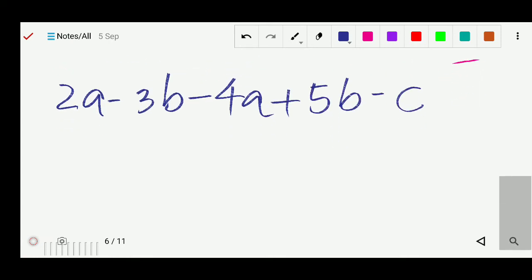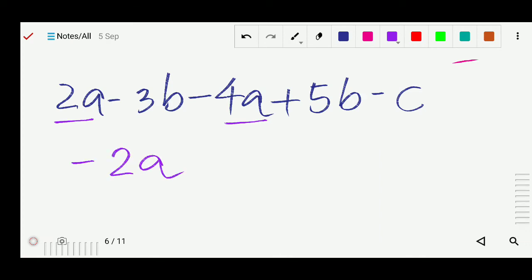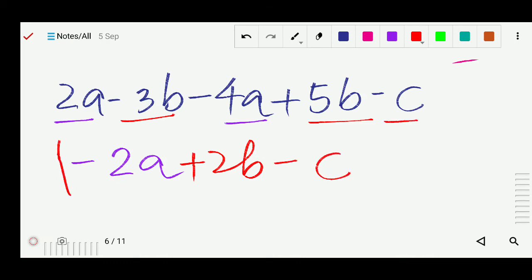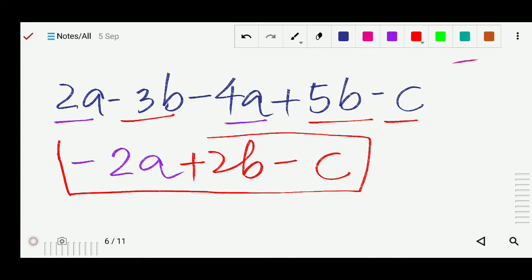Now all the grouping symbols remove. Now see the similar term, 2a 4a, so plus minus minus, so minus 2a will be, now again check that, minus 3b and 5b, so that will be plus 2b, because plus minus. Okay, now next only c is left, so minus c. Your answer is, you can check, minus 2a plus 2b minus c is your answer.